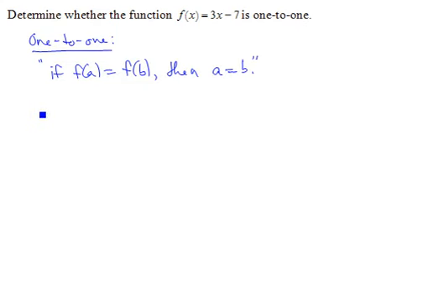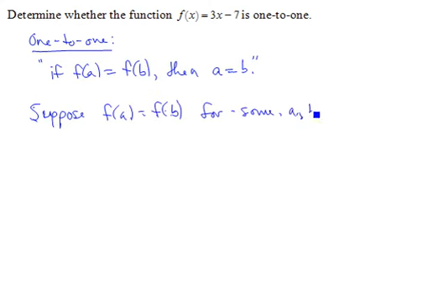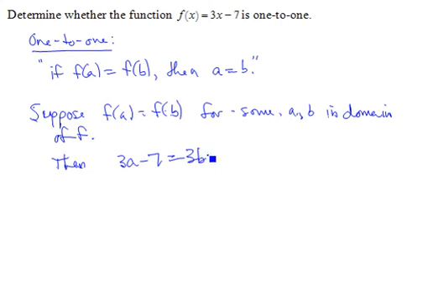The way to do that is to say, suppose that f of a equals f of b for some a and b in the domain of f. I suppose in this case we could have said for some real numbers a and b, since the domain of f is the set of all real numbers. Well, what does that imply? Then, by the definition of f, we see that means 3a minus 7 will equal 3b minus 7.